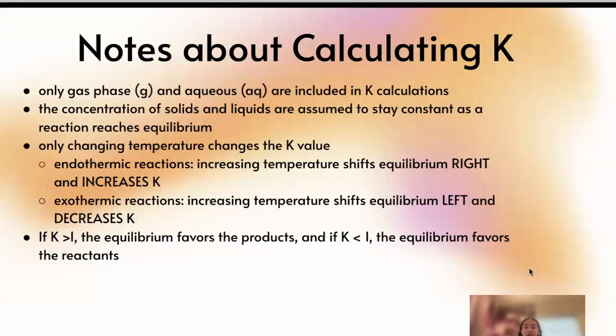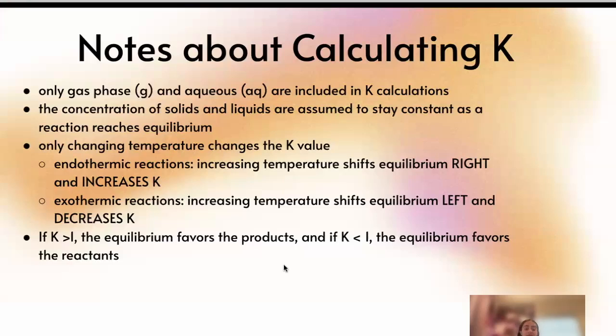So in an endothermic reaction, our heat is on the reactant side of the equation. And if we increase heat, we're going to shift away from the heat term towards the right, or towards the products. And we know, I can't go back, but we know that the K calculation is products over reactants. So if we make more products, we increase K. And the reverse is true for an exothermic reaction. Because the heat is a product in an exothermic reaction, increasing temperature shifts the equilibrium left, thereby making more reactants and decreasing K.